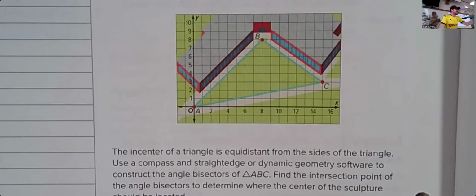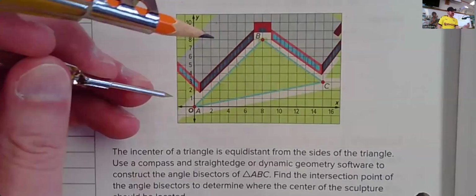All right. So we talked about how to construct perpendicular bisectors the other day. Today we're going to be constructing angle bisectors, and with an angle bisector, it's actually pretty similar to what we had before.